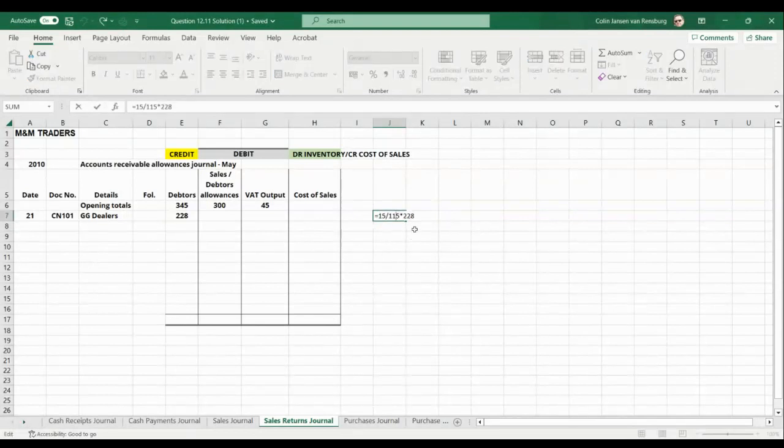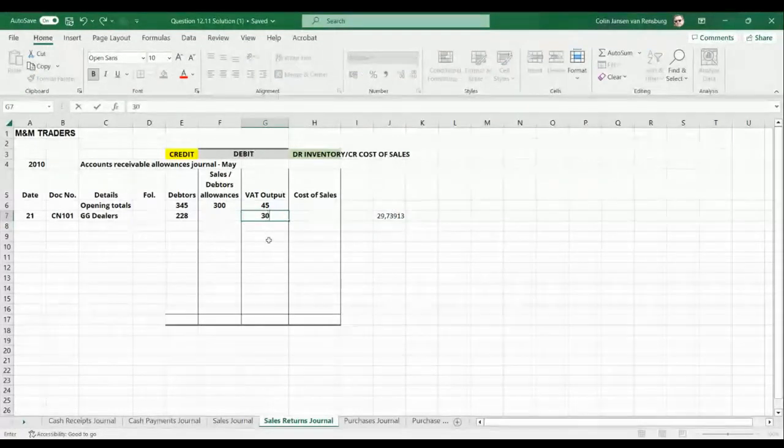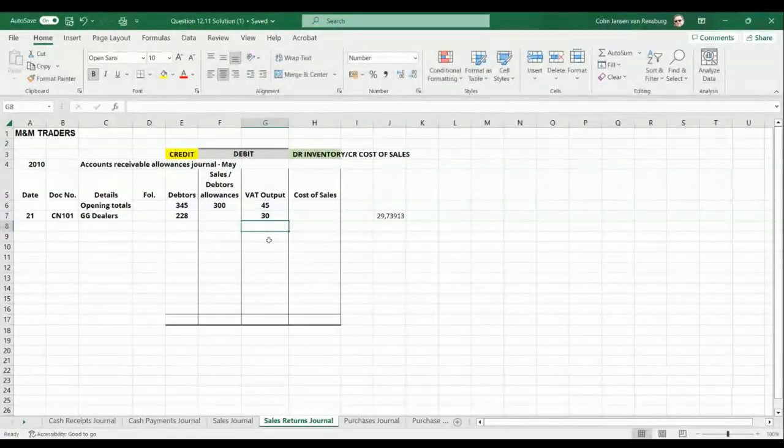228. 15 over 115 gives us, let's call it 30 rands. Let's round it off to the nearest full figure. So the VAT output is 30 rands. Now remember, in this case, ladies and gentlemen, we are debiting the VAT output, right? So we are decreasing the VAT output by 30 rands.